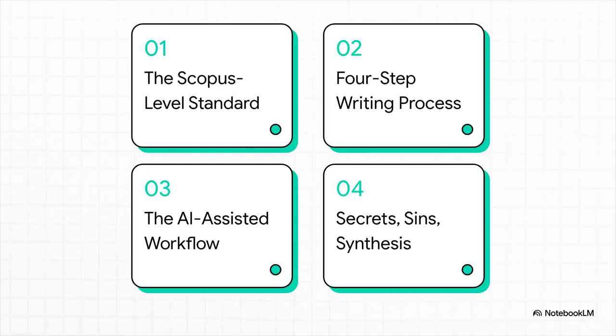All right, so here's our game plan. First, we're going to define exactly what that Scopus level standard really looks like. Then, we'll walk through a core 4-step writing process that you can rely on every time. From there, I'll show you how to completely supercharge that process with a really smart AI workflow. And finally, we'll finish up with the secrets, the sins, and the art of synthesis that truly separates the pros from the amateurs. Let's get into it.